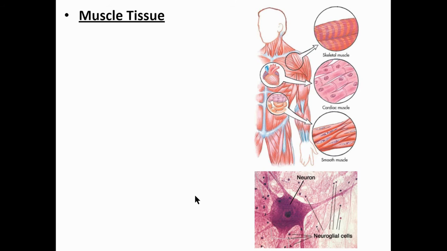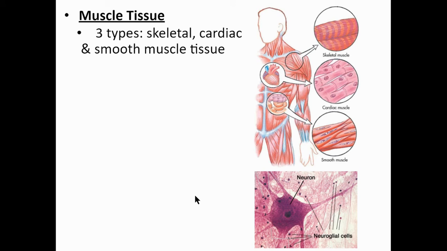Okay. The next type is the muscle tissue. There's 3 types of muscle tissue. Skeletal. This is the one that you can make bigger by exercising, right? Push-ups or sit-ups or any kind of exercise. These are the ones that you have control over as well. Skeletal muscles you have control over.